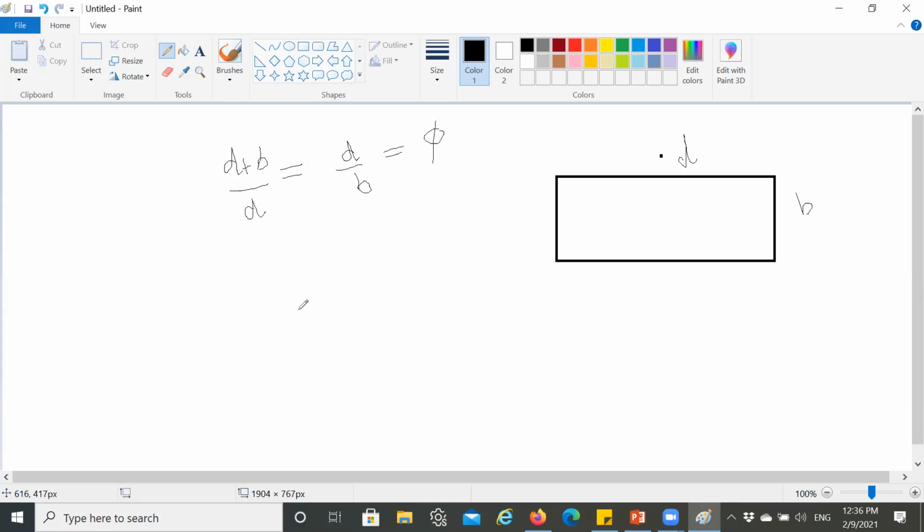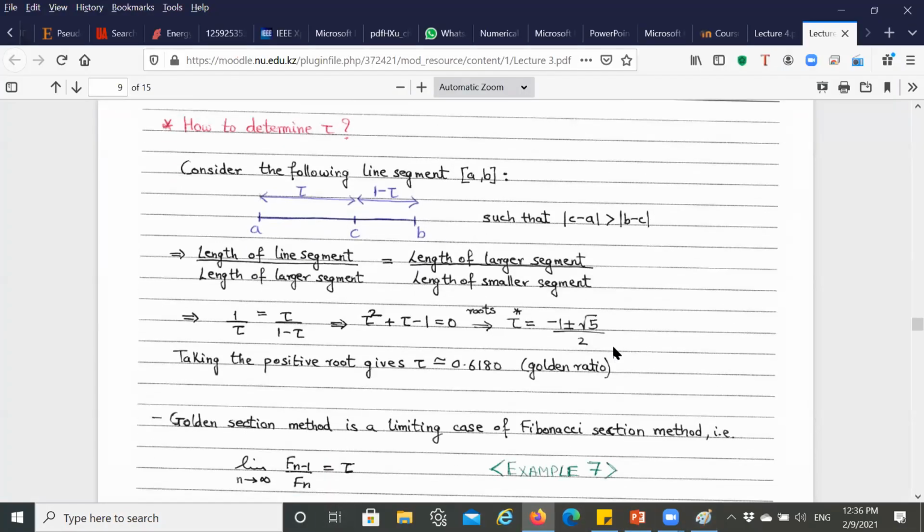So when you solve this, it would be the same as 1 plus 1 divided by phi is equal to phi. And when you solve for this, you get the golden ratio, okay? So basically, this is the golden ratio, and 0.6180 is the value of tau.